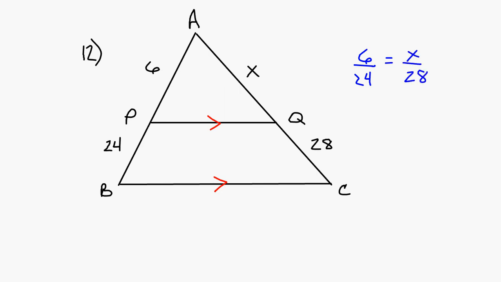Crisscross multiply. So 24x equals 6 times 28, which is 168. Divide each side by 24. X equals 7.